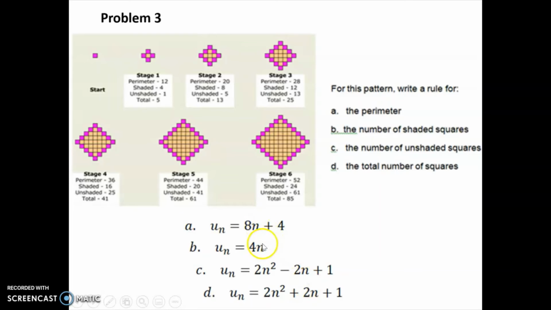First 2 were linear. You should have noticed they're going up by the same number. For example, 12 to 20 is 8. 20 to 28 goes up by 8 again. Constant first difference. Second one, 4 turns into 8, 8 into 12, it's going up by 4 every time. We can see that here. But the last 2, the unshaded and total squares, follow quadratic sequences, and these are the rules you should have come up with. Great job if you got that.